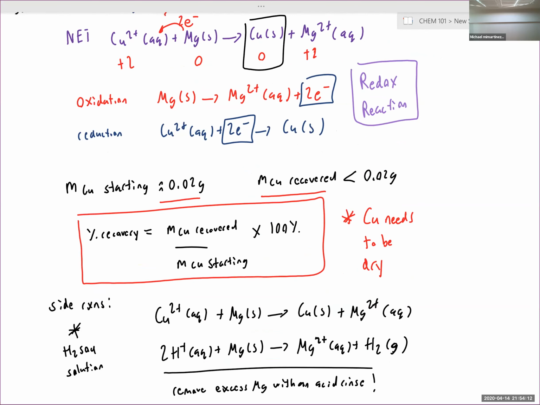So in effect, we're going to subject an initial mass of copper to those 5 reactions we discussed previously. We're then going to record the mass of copper recovered after all of these reactions and after drying. The percent recovery is the mass of copper recovered over the mass of copper that we started with.